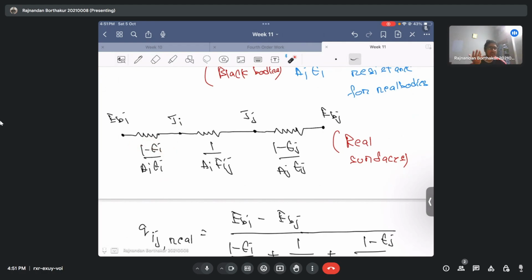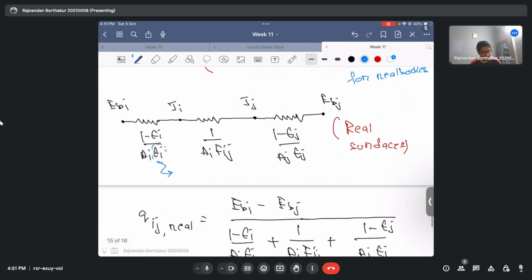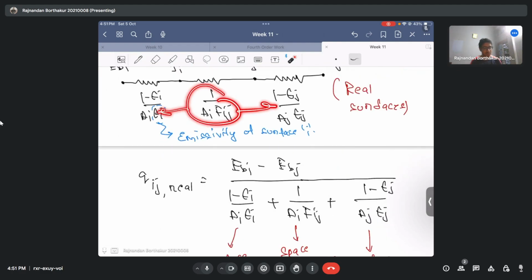where epsilon_i is the emissivity of surface i, of course, that you guys know. Although I didn't write it here, I think by now you know that epsilon_i is the emissivity of surface i, and so is the case for epsilon_j, which is the emissivity for surface j. So you can appreciate that in real surfaces, the surface itself adds a resistance which was not present in case of black bodies. In case of black bodies, we just had this space resistance, but in case of real bodies, in addition to this space resistance, we have these two surface resistances. Okay, so this is something that we saw.